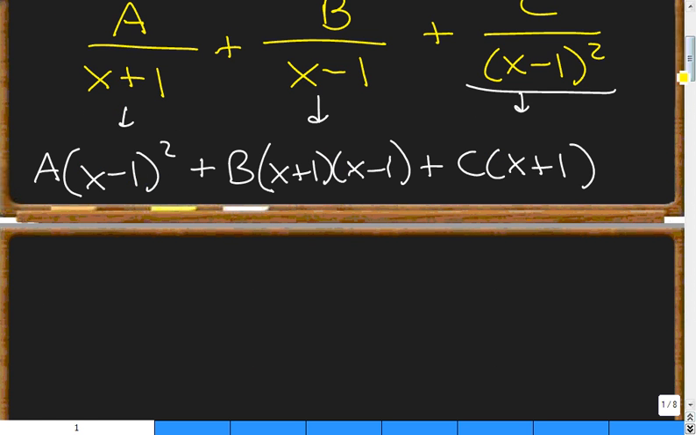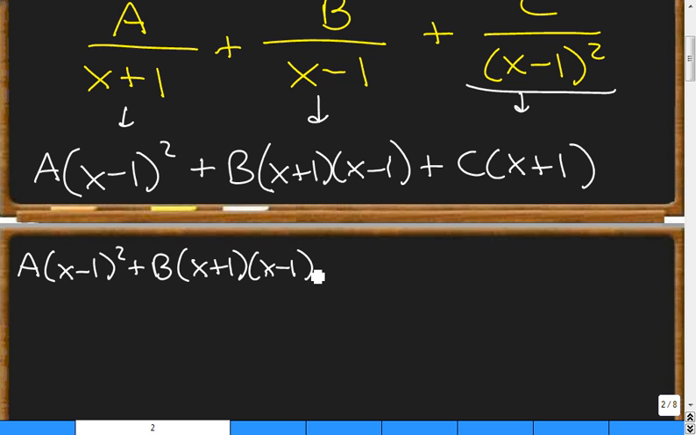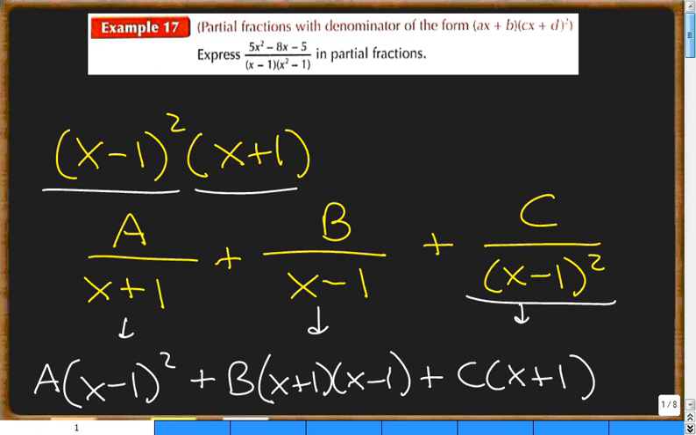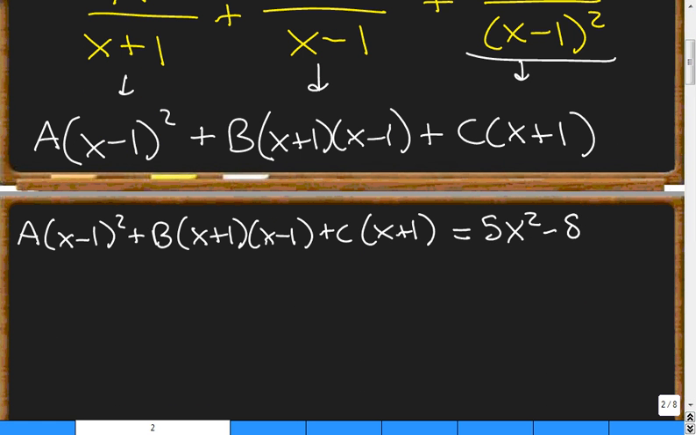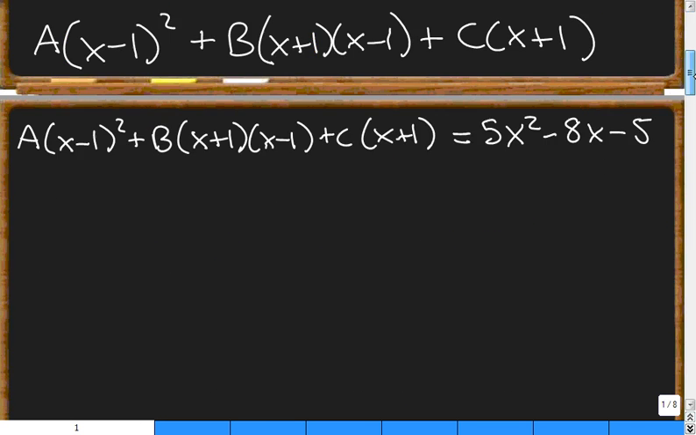So we're going to write all this out real small. So we get A times (x minus 1) squared plus B times (x plus 1) times (x minus 1) plus C times (x plus 1). That equals our 5x squared minus 8x minus 5. Make sure that's right. Okay, so that's all right.